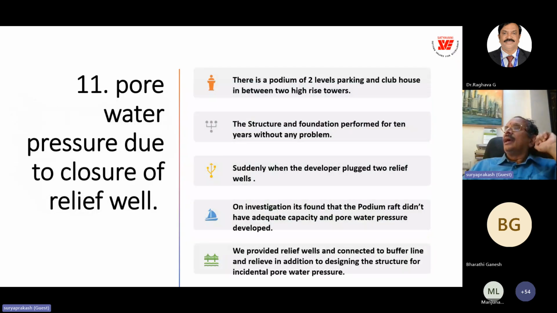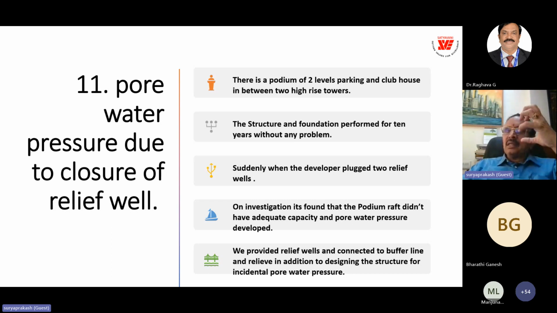Another is poor water pressure due to closure of relief valve. This is a very classic case of climate change actually, particularly in Hyderabad. In one of the projects we did in Hyderabad, we found that in the last 100 years, 1901 to 2000, there was about 1 peak rainfall of 100-year intensity. And in the last 20 years, we found that there are 5 100-year peak rainfalls in 20 years only.